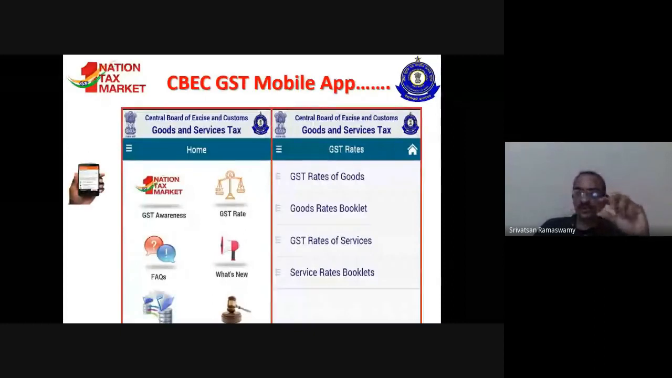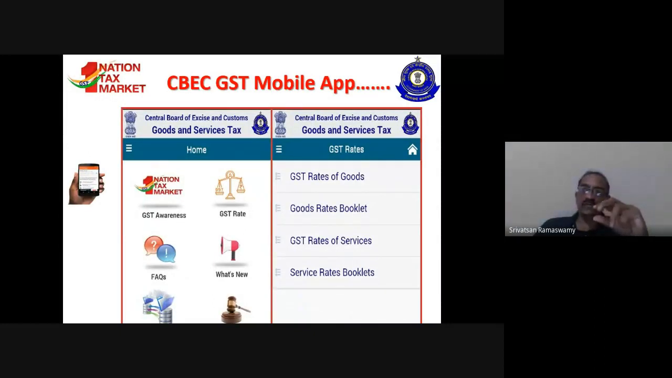You put in a particular commodity. For instance, if you want to know the rate of tax for toothpaste, you just go there and type toothpaste. It will give you the rate that is applicable for toothpaste. So this is a very wonderful mobile app that has been developed by the department.